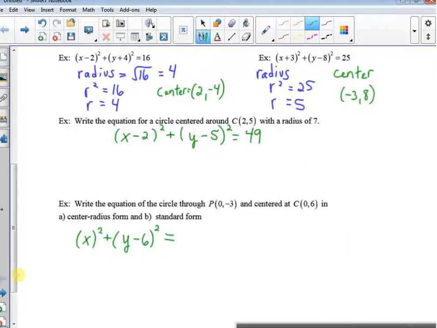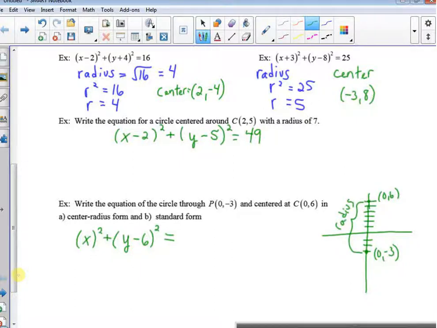It's a pretty easy one without using the distance formula. You can go over here to (0, negative 3), and (0, 6). Okay, so if this is the center and the circle goes through the point (0, negative 3), this would be the radius.